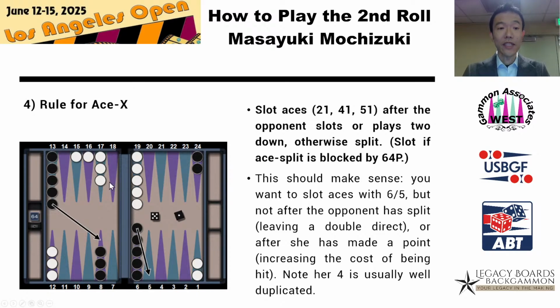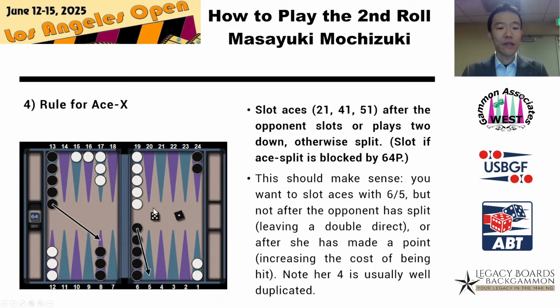Also, if let's say he made a 3-1 in the opening and you rolled 1x, like 5-1, 4-1, you don't want to slot because if you get hit, the damage of getting hit is much higher because now he has a 5 point. So when he makes a point or he splits, then you don't want to slot. But when he 2 down or when he slot, then you also want to slot.